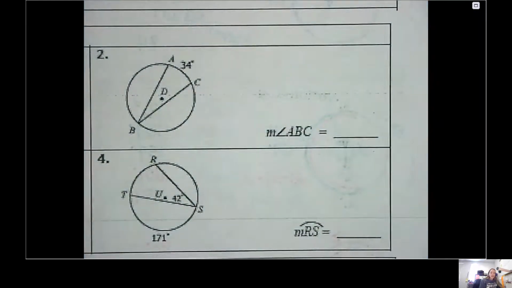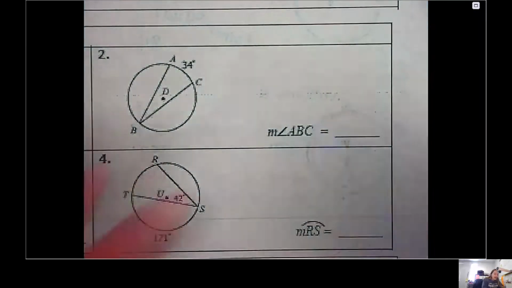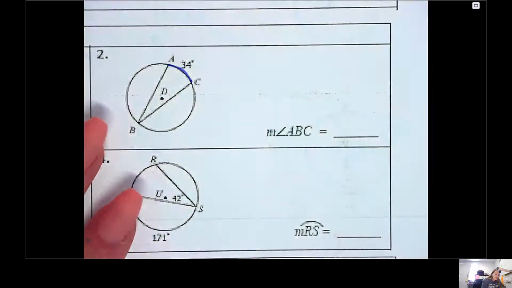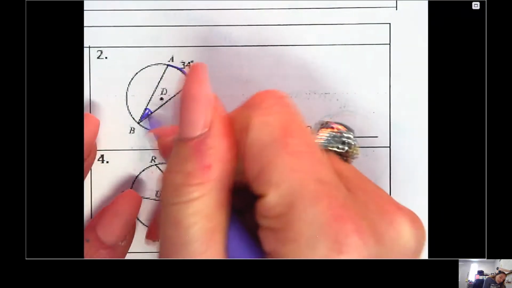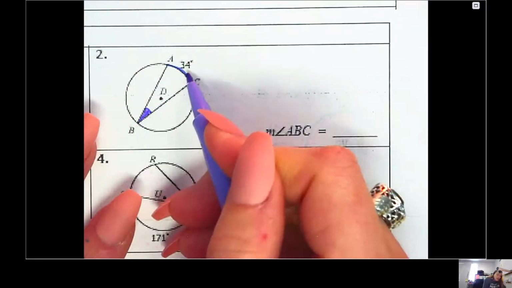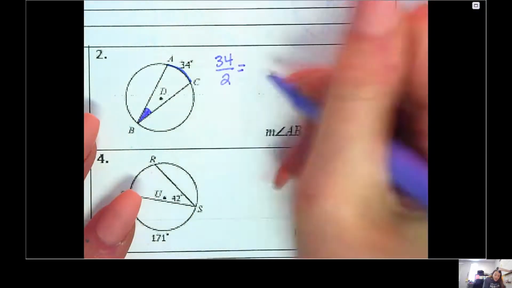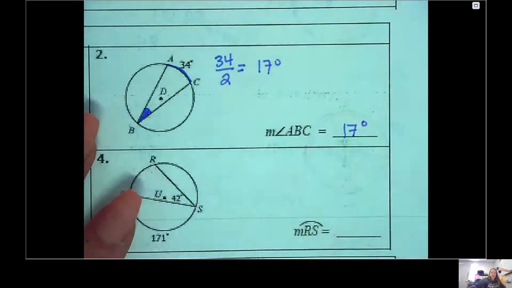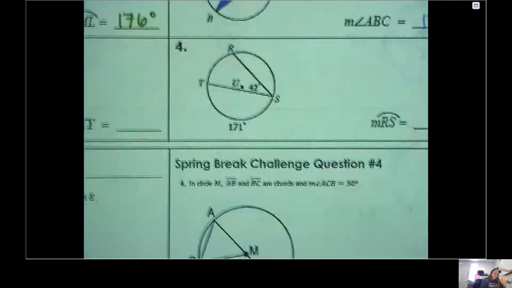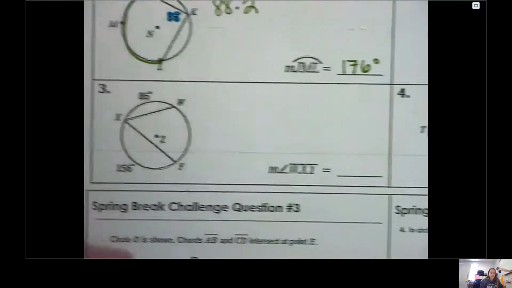Next one. This time I give you that the arc is 34 degrees. So to figure out angle ABC, this small one right here, to go the opposite way, I'm going to take the arc and I'm going to divide it by 2. So if I take half of it, I get 17 degrees. Easy peasy. Oops, sorry.